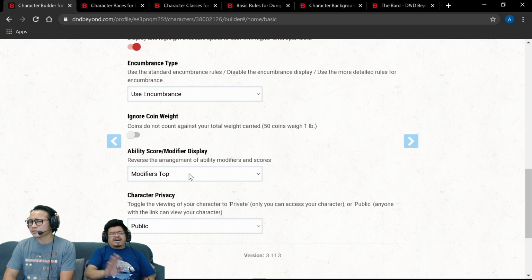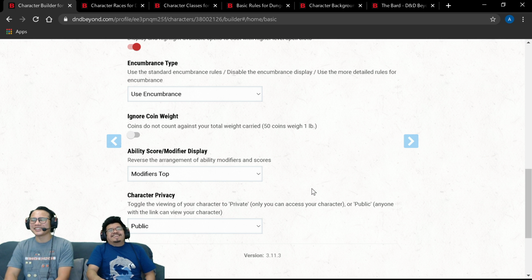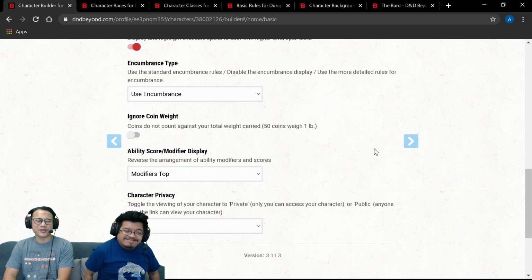Now, this is not important on this page, but we're just going to talk about it because it's here. What do you want to see most? Your ability score or your modifier score? The way that it's set up is fine, and we're going to talk about that in detail when we actually get to the character sheet. That'll be in another video. But modifiers are very important. Just put a pin in that. And then lastly, do you want the world to see your mistake of a character? I like that. That's yes. There we go. Moving on.